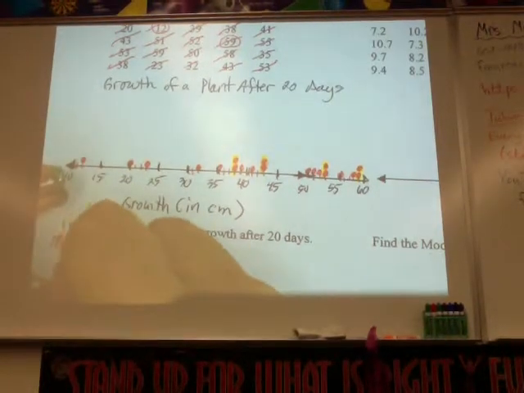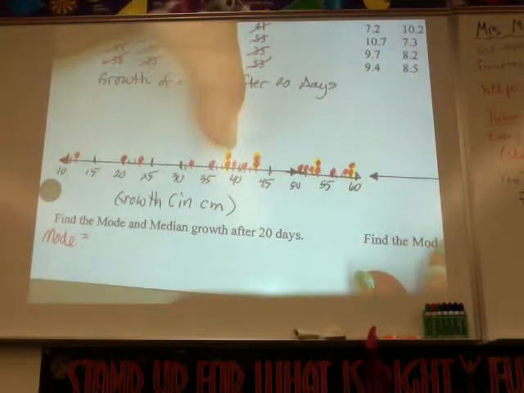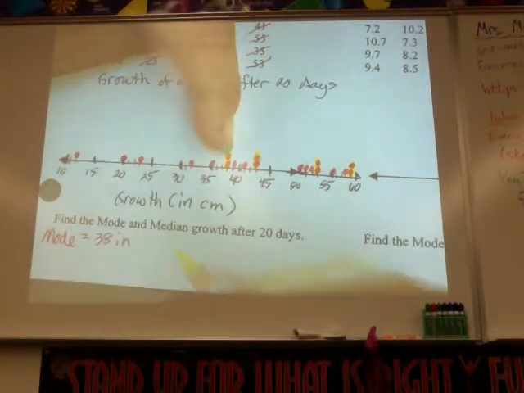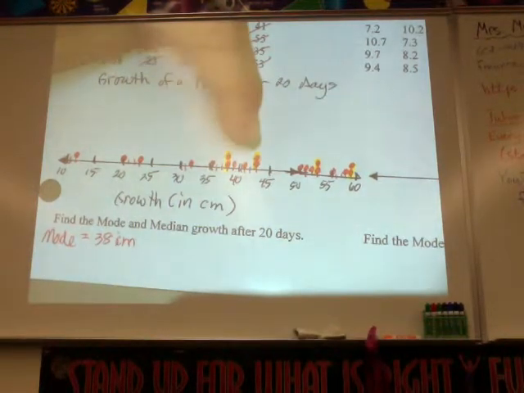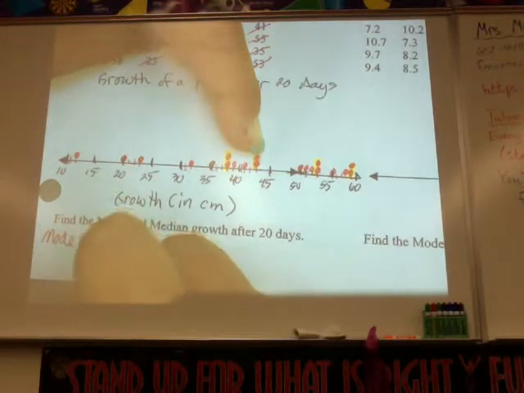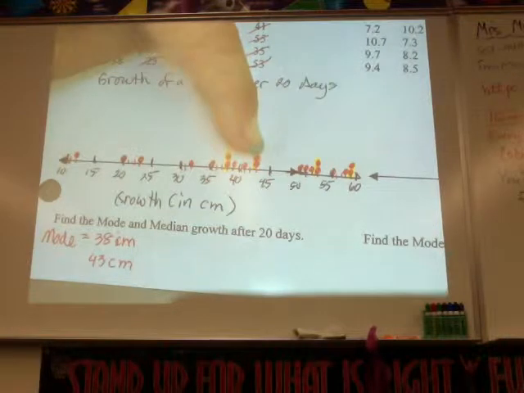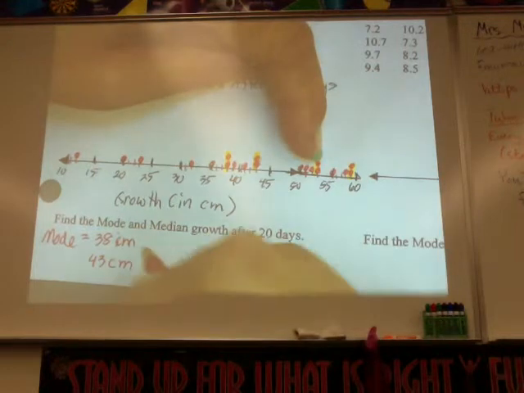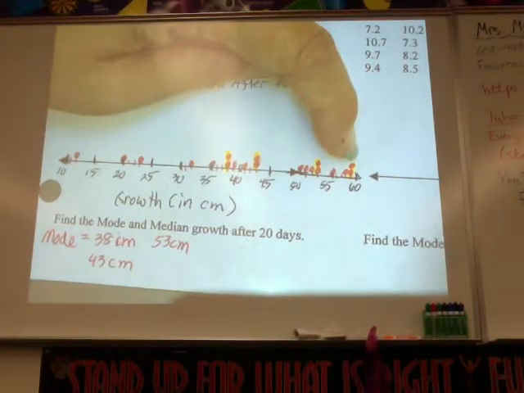So our mode is equal to, what's this stack represent? 38. So I'm going to put 38 centimeters. What's this stack represent? 43 centimeters. You have to attach that unit of measure to it. What's this one represent? 53. And this one, 59.